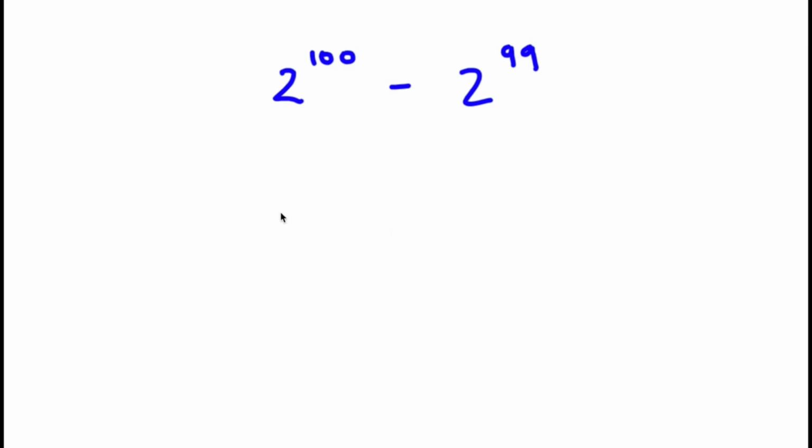Alright, so in this problem, I have 2 to the power of 100 minus 2 to the power of 99. Now, first off, I'm going to replace 100 here with 99 plus 1. So now I have 2 to the power of 99 plus 1 minus 2 to the power of 99.